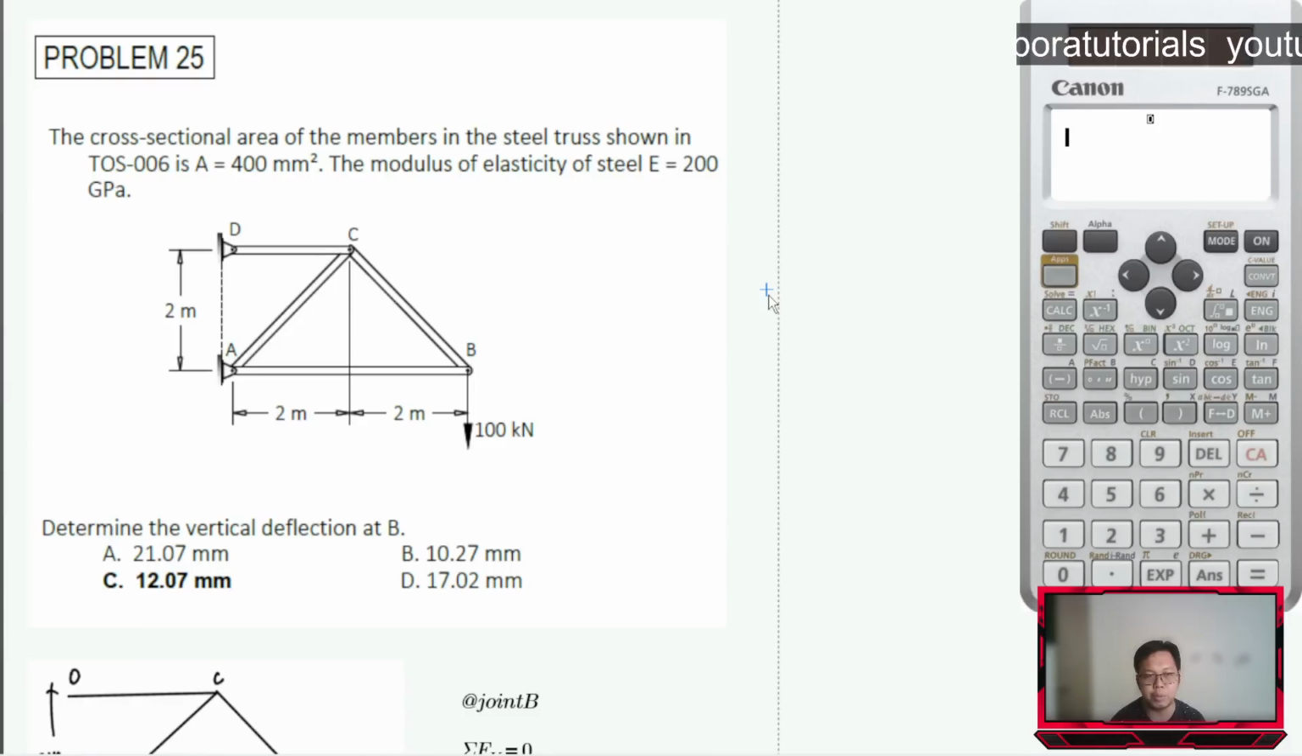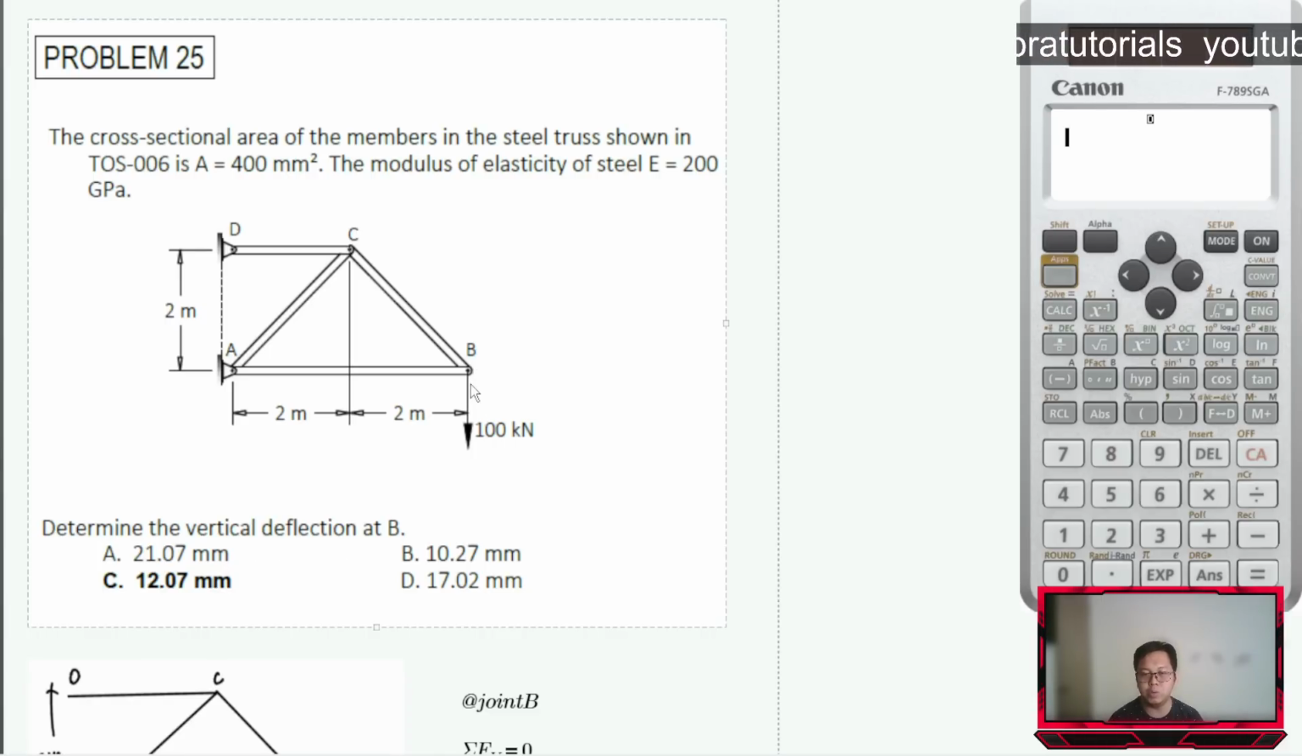So continue tayo for problem number 25. So the cross-sectional area daw of the members in the steel truss shown in TOS 006 is 400 yung area, and then 200 GPa naman yung modulus of elasticity. Anyway, ang question is to determine the vertical deflection of point B.